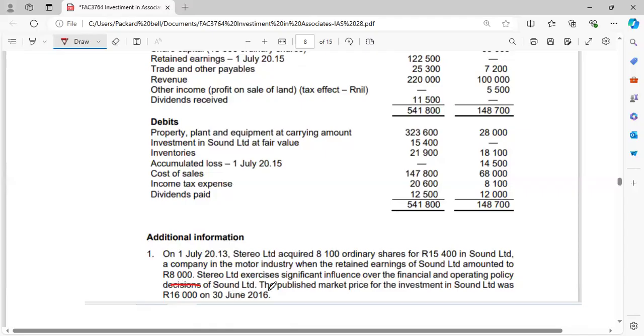Stereo Limited exercised significant influence over the financial and operational policy decisions of Sound Limited. The published market price of the investment in Sound Limited was 16,000. So which means in number one, you have your share capital and retained earnings, and you also need to calculate the percentage of interest here. You need the percentage of interest on note number one.